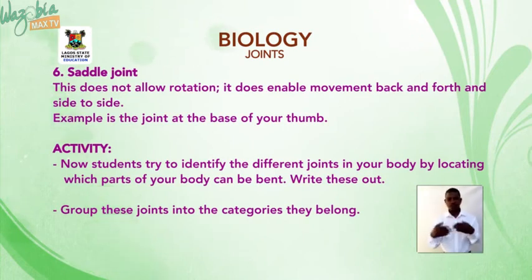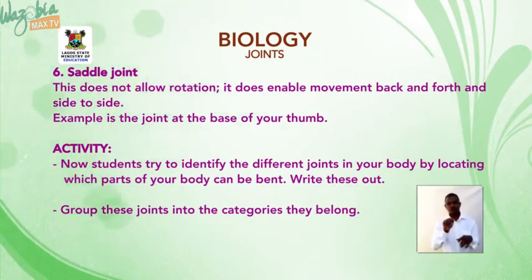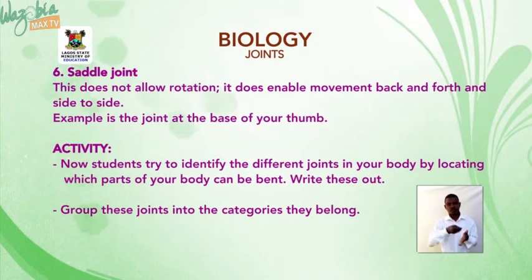Saddle joint. This does not allow rotation. It does enable movement back and forth and side to side. Example is the joint at the base of your thumb.